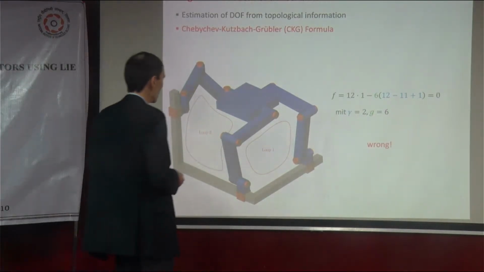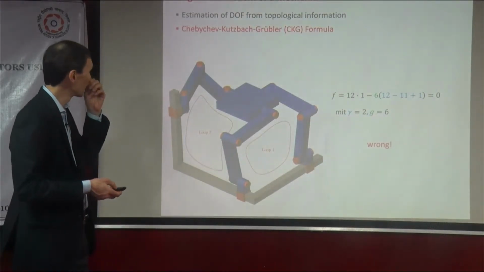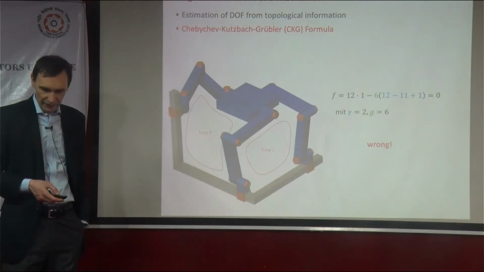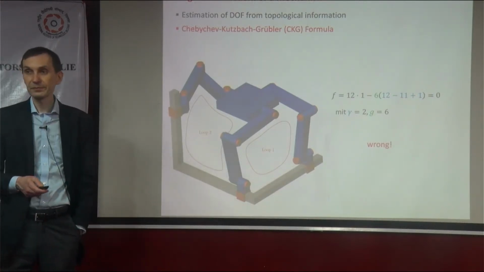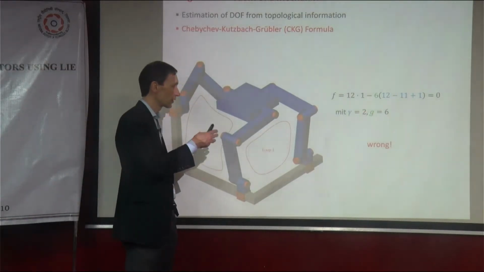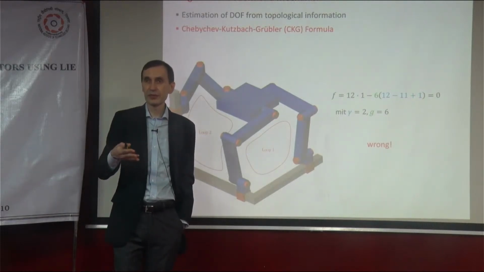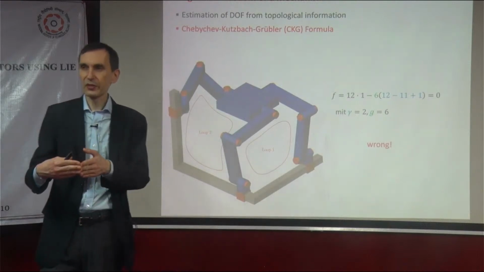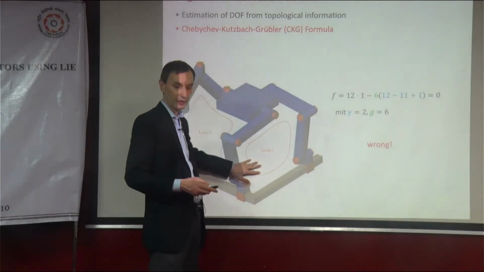Right? So anyway, it's an estimate. And so the Grübler-Kutzbach formula is what then? It's a lower estimate. It can be higher. Why can it be higher? Because this formula is only a topological formula. You don't care about the geometry, but there might be some special geometries which make some of the constraints redundant. And this happens here in this mechanism, for example.